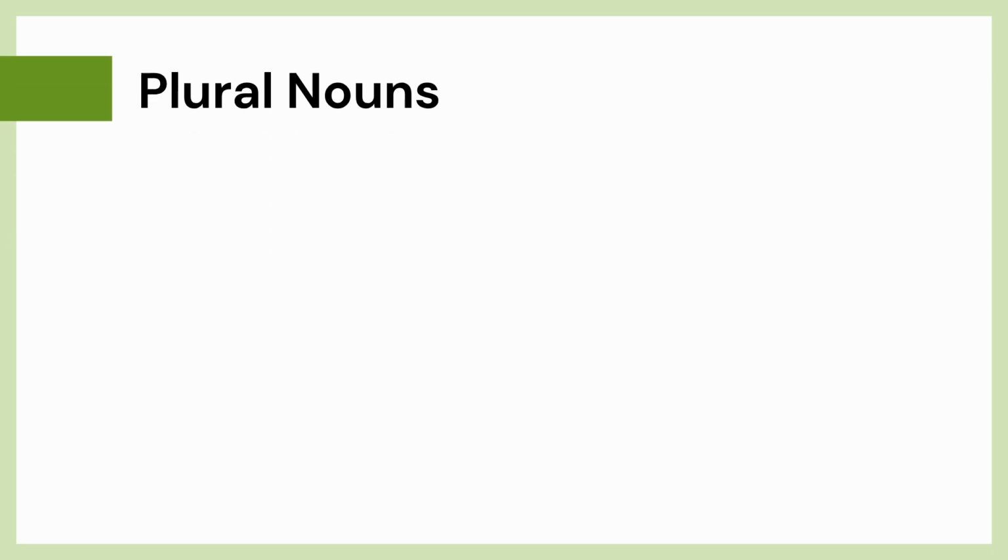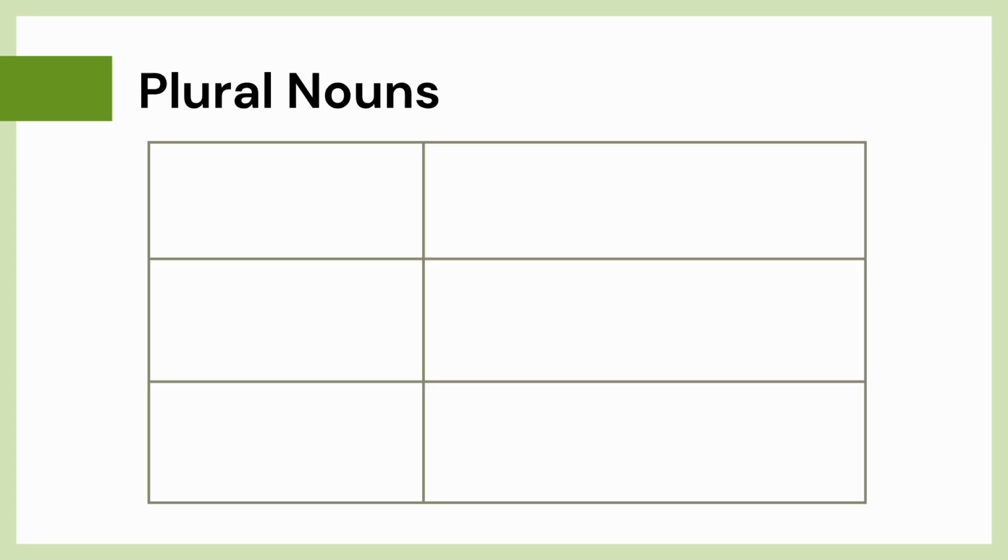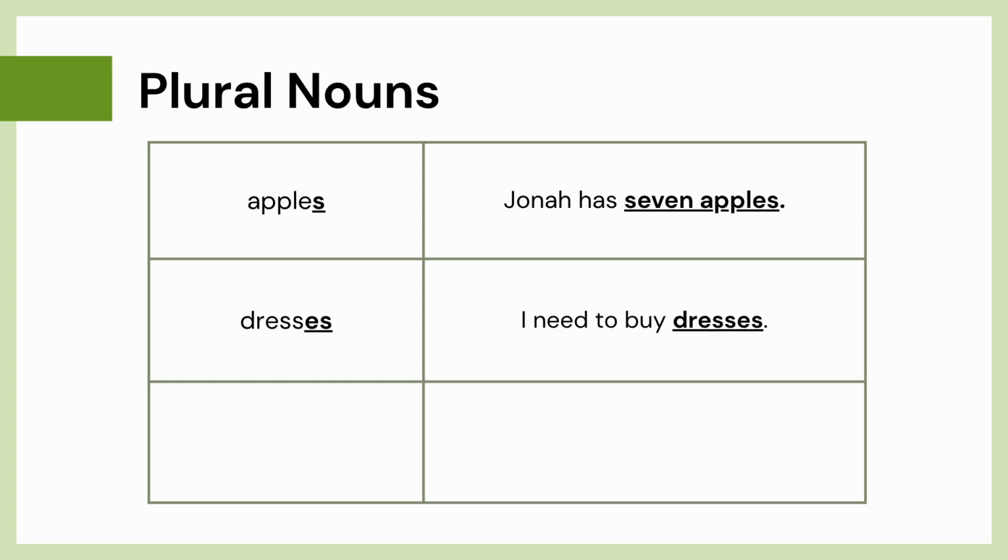On the other hand, plural nouns are the complete opposite. They refer to 2 or more people, animals, places, etc. We can say Jonah has 7 apples. I need to buy dresses. There are people in the hall.